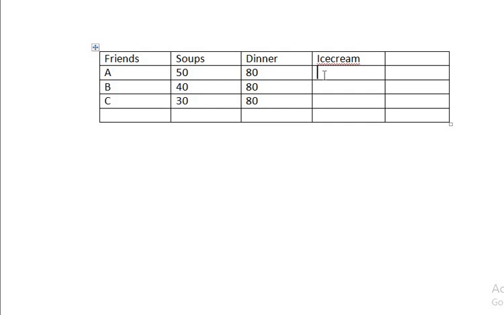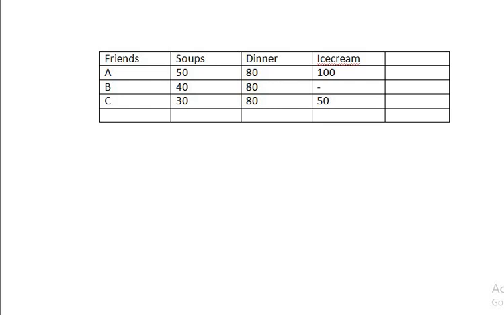And then they went for ice creams. Mr. A ordered a choco bar ice cream, which costs ₹100, and Mr. B had a throat infection, so he didn't order a single ice cream. Now come to C. Mr. C ordered a plain vanilla ice cream, which costs ₹50. So this is how they spent.